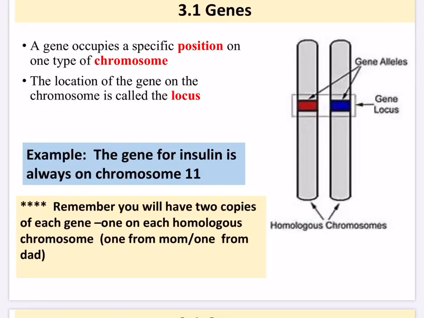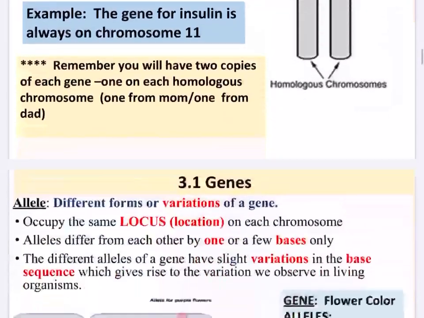A gene occupies a specific position on one type of chromosome. The location of the gene on the chromosome is called the locus. So that's where the gene is located on the chromosome. For example, the gene for insulin is always on chromosome 11. And remember, you'll have two copies of each gene, one on each homologous chromosome, one that you got from mom, one that you got from dad.